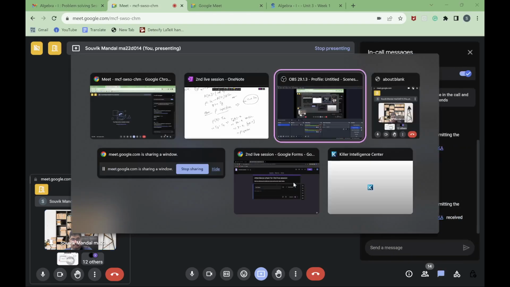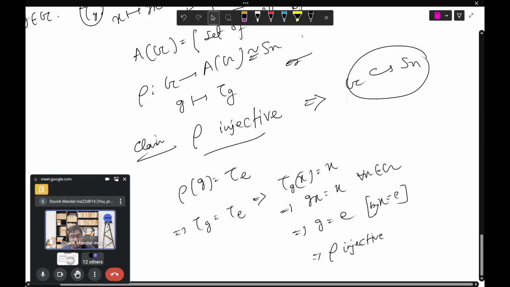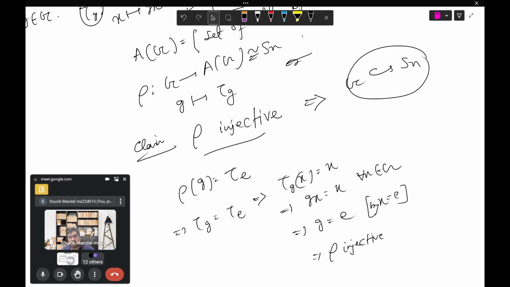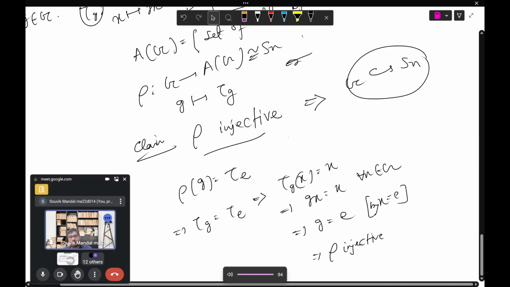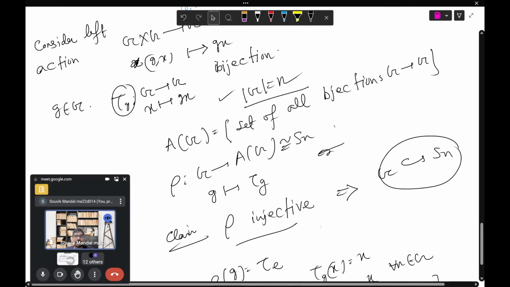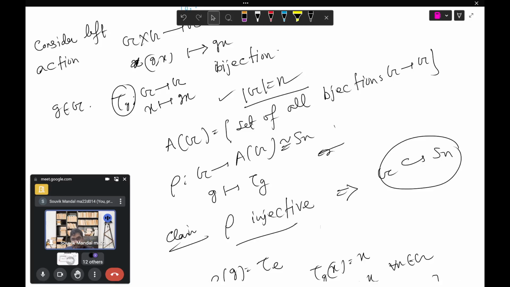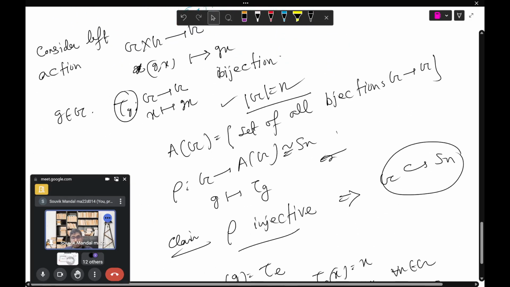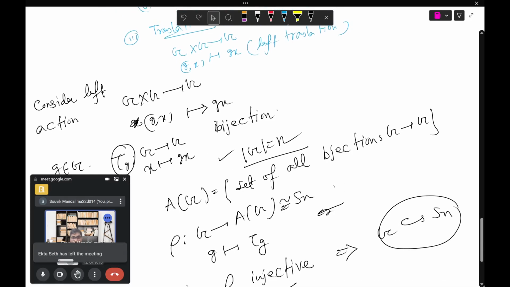Sir, could you please explain the proof again? Yes. Basically, we are trying to show here that any group can be embedded inside Sn if the group is of order n. For this, we are using the tools of group action. For this, we need to choose the action first. So we choose the left action.